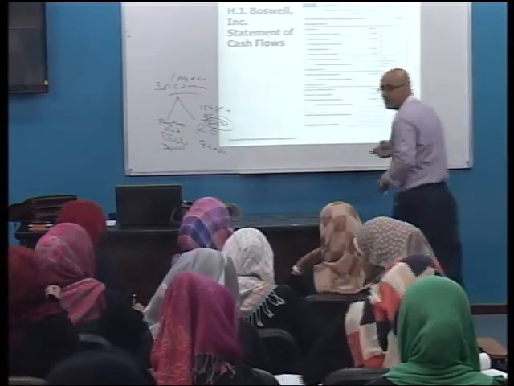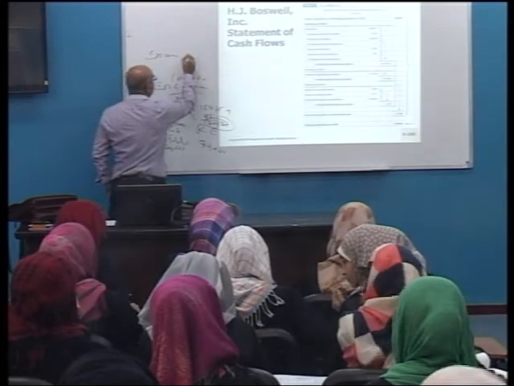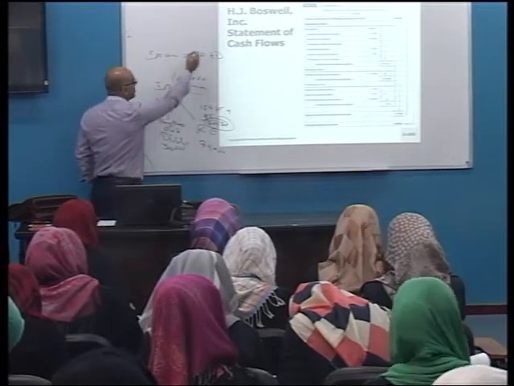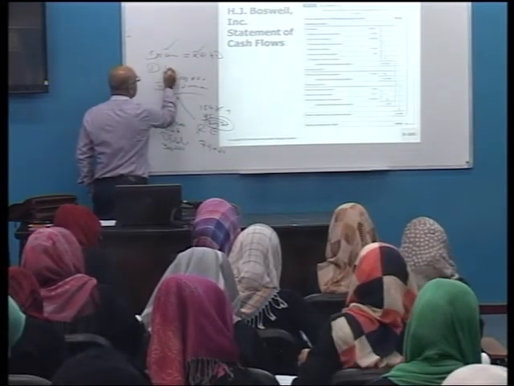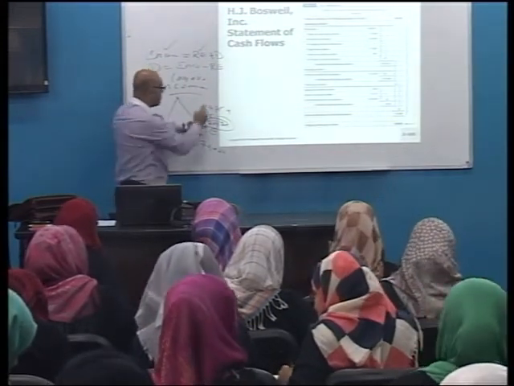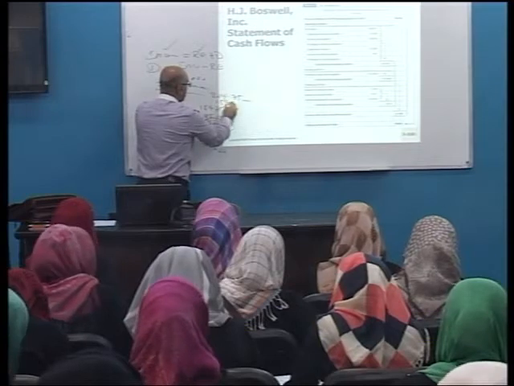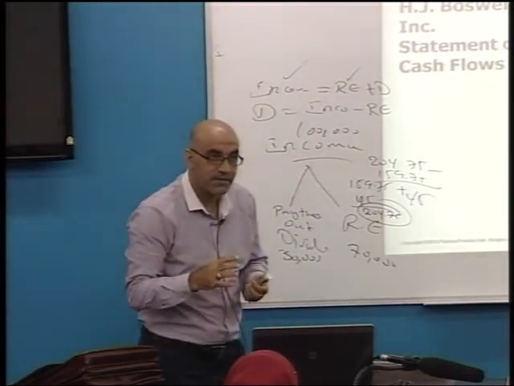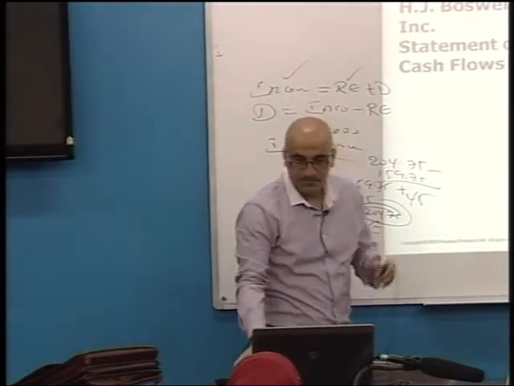So the retained earnings. Net income minus the... Very simple. Income is equal to retained earnings plus dividends. We already know about retained earnings and we know the income. So the dividends are equal to income minus retained earnings. We already know this: we have 204.75 minus 159.75. So we end with 45. So this is where the dividends come from in the income statement. Okay?